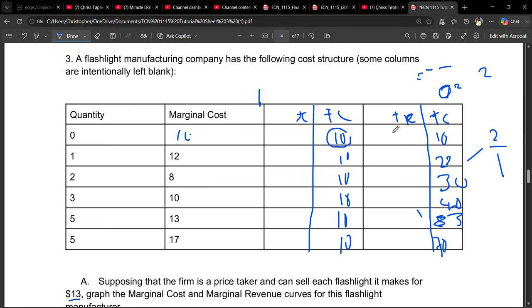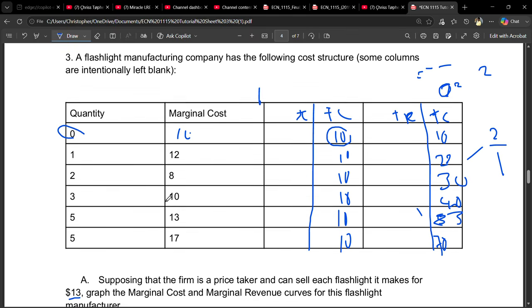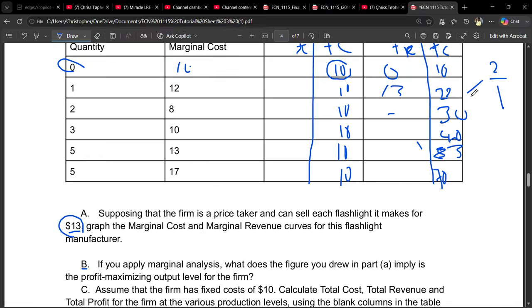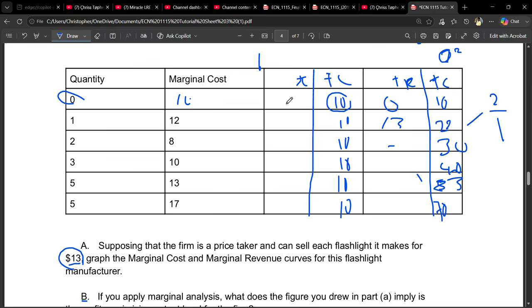So now to find total revenue, you just multiply quantity times the price that we are using, the market price, which is 13 here. So we say 0 times 13, your answer will be 0. 1 times 13, your answer is going to be 13. Just like that throughout.